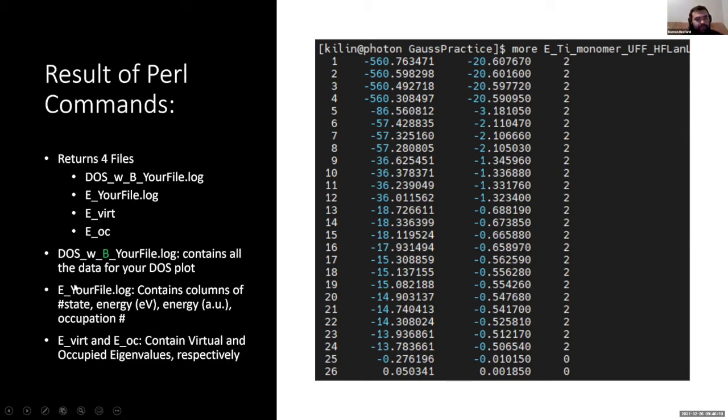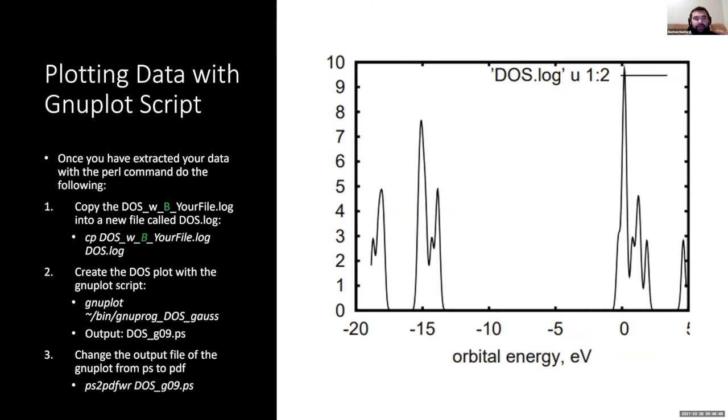And then your E underscore your file.log contains columns of the number state, energy in electron volts, energy in atomic units, and then the occupation state. And that is what I have pictured over here on the right. This is the E file. And then eVirt and eoccupy just contain the virtual and occupied eigenvalues, respectively. So that will be the results from your Perl commands. And that's pretty much all the information that you're going to need to actually use GNU plot to make your plots to view your data.